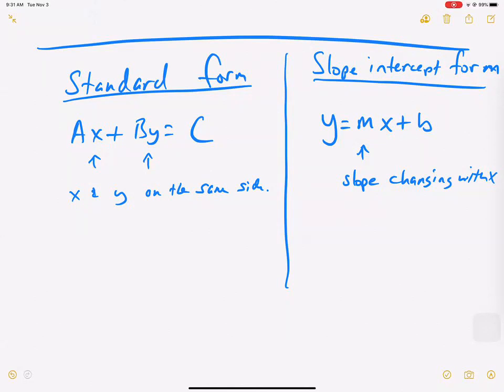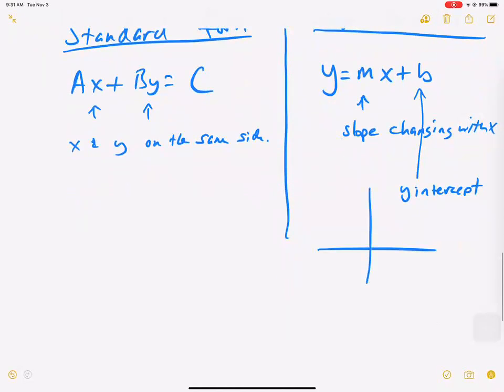Okay? The B value here, so I'm going to sneak that in there, is our y-intercept. And we talked about the y-intercept. The y-intercept is where the graph runs into your y-axis. This point here is your y-intercept, where the graph runs into the y-axis. Okay, so let's look at an example here. Again, we have two parts of this line. We have the slope and the y-intercept. Super important. These are going to tell us everything we need to know to graph this.